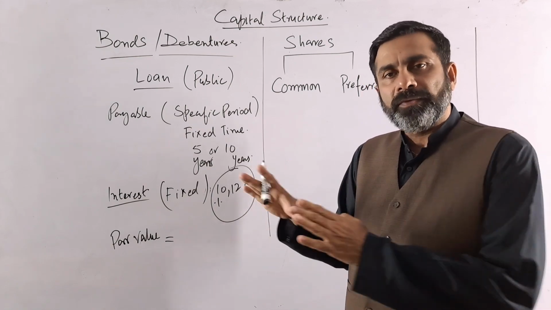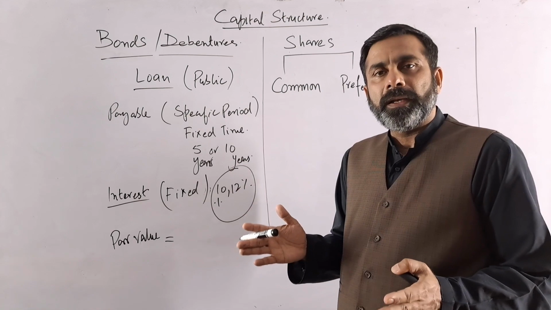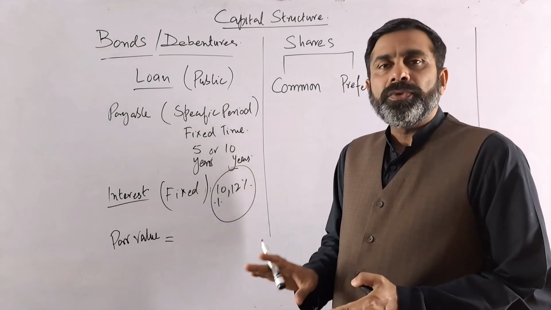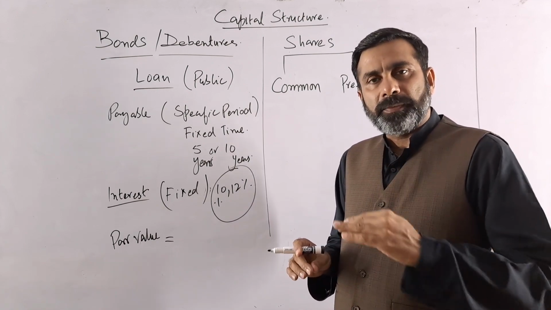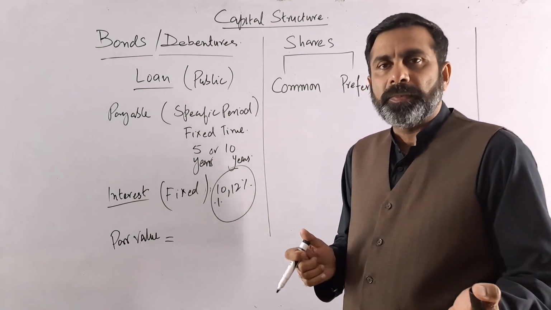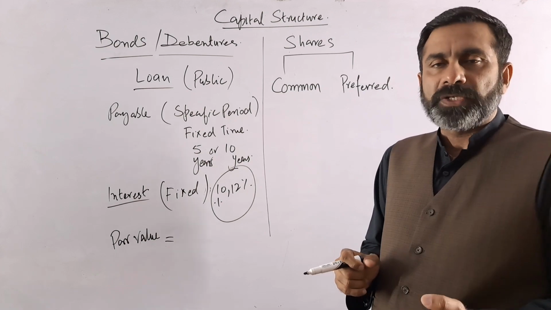Normally, again, we are discussing the basic one. Normally the bonds are issued at par value, not below or above the value. Means there is a possibility of a premium, and obviously the discount option is also there.